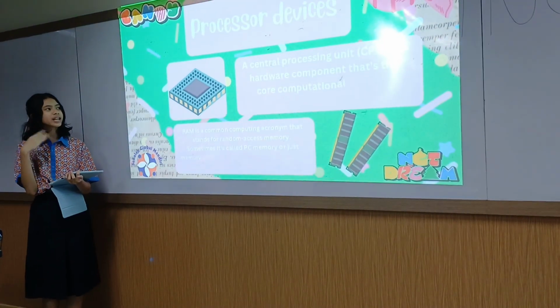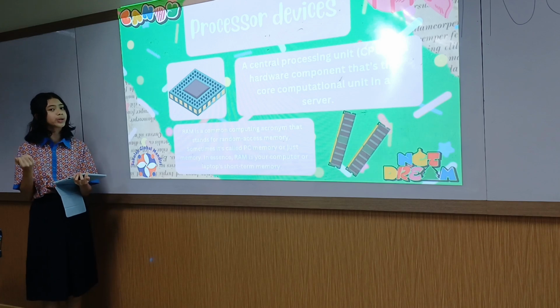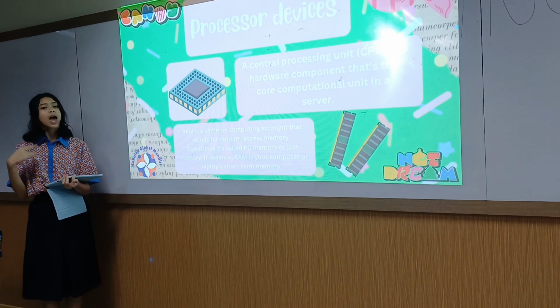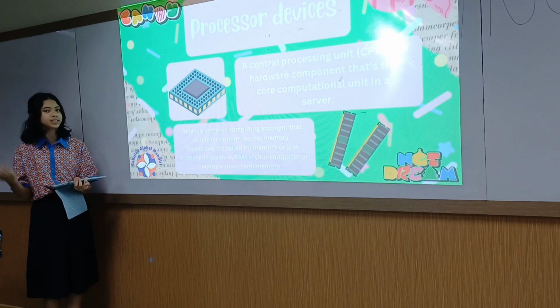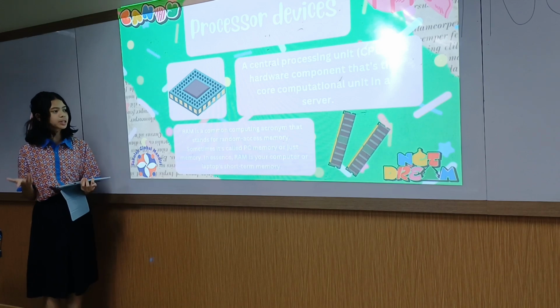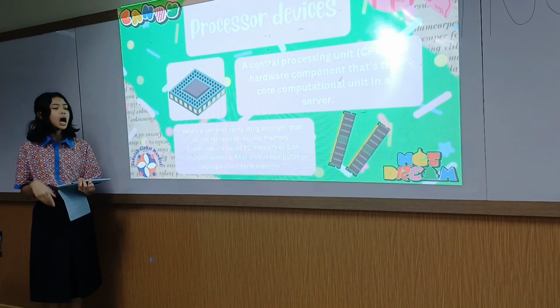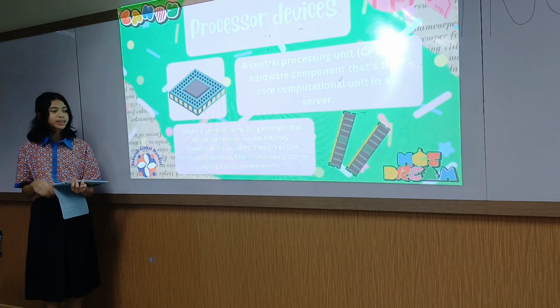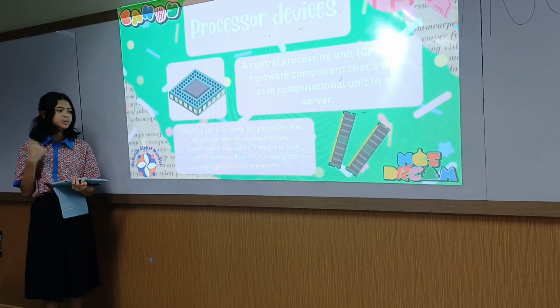Now let's move on to examples of processor devices. First one is central processing unit, or we can call it CPU. It's a hardware component that's the core computational unit in the server. The second one is RAM. It's a common computing acronym that stands for random access memory. Sometimes it is called PC memory or just memory. In essence, RAM is your computer's or laptop's short-term memory.